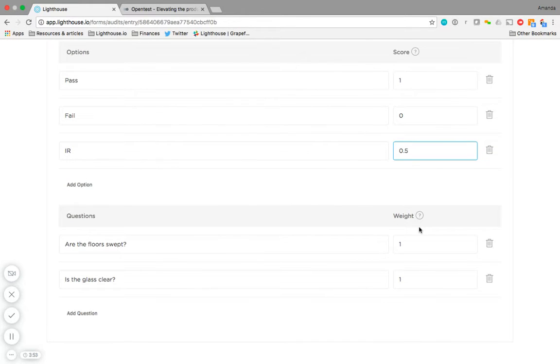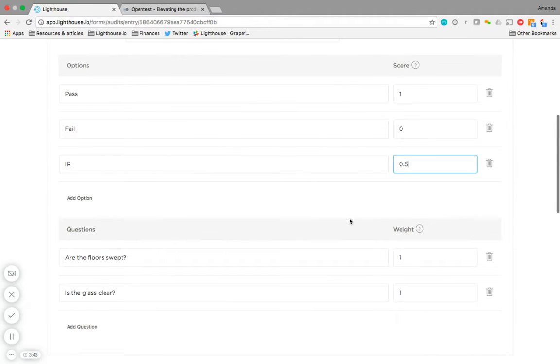Weight, on the other hand, is the value of the question in the context of the entire audit. So, for example, if I'm asking these two questions about the entrances and I say the glass is worth more than the floors, I can change the weight of the glass question to 2. Now, if I say improvement was required on glass, the total score is going to be 1, 0.5, meaning the value of that answer in the context of the question, multiplied by the total value of the question, the weight.